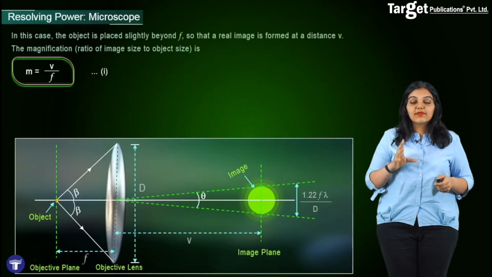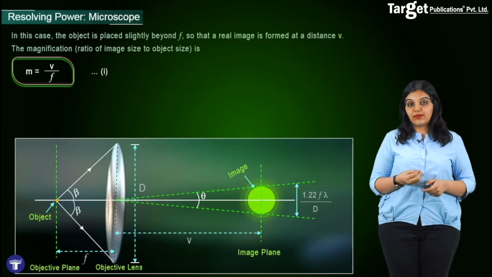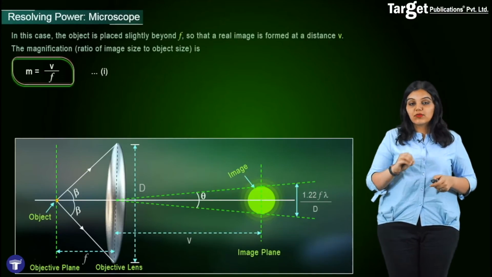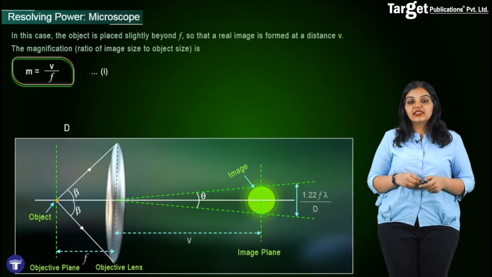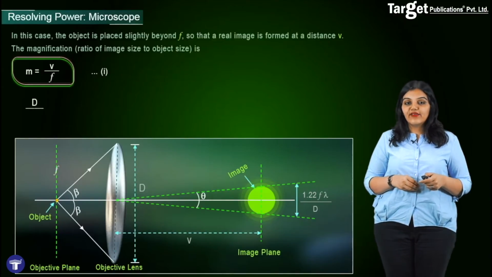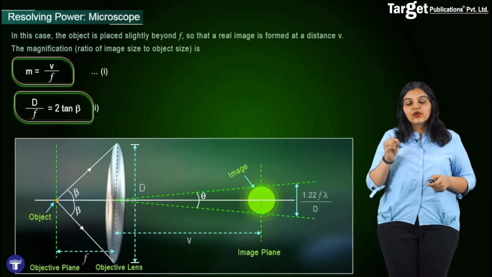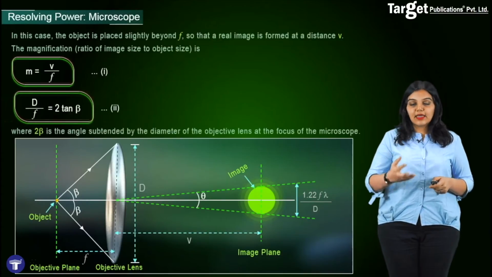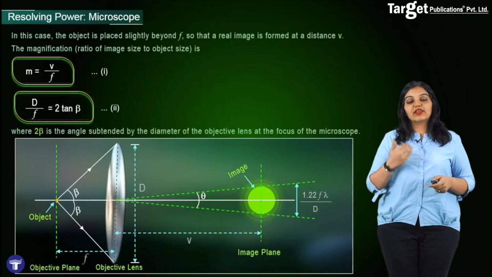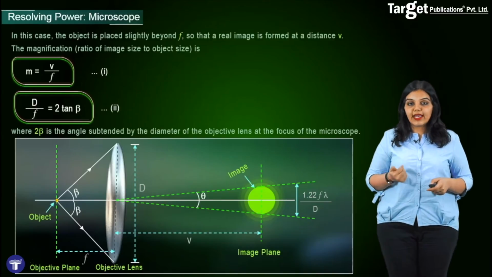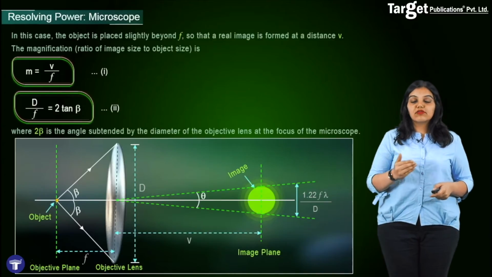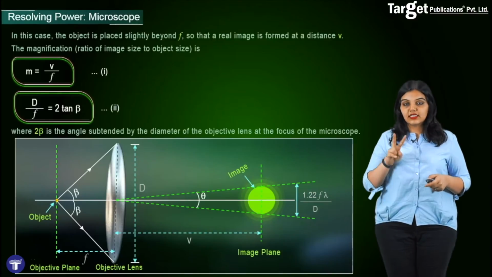And if the angle subtended by the objective at the focus of the microscope, that is at the point where the object is placed, is 2 beta, then in this case I get that d upon f is equal to 2 tan beta. You can do this by considering the two triangles separately. You will get d by 2f and you will have to multiply that by 2 and you will get d by f. So here you have d by f is equal to 2 tan beta. This is my second equation.